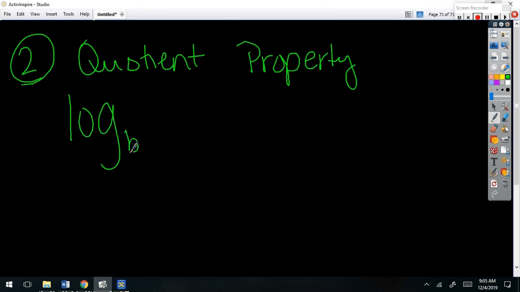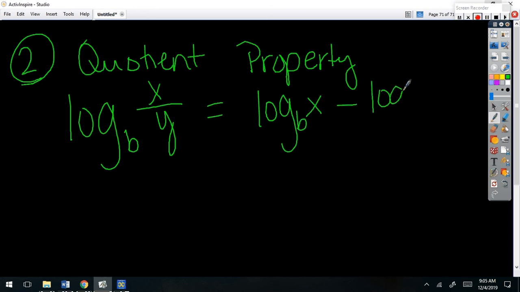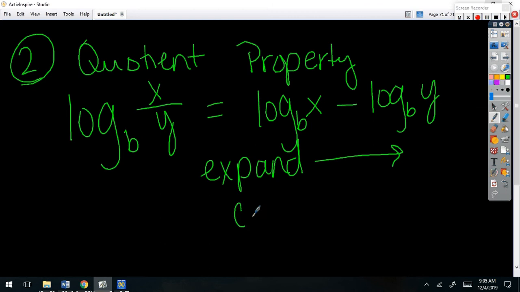Any base again. If I divide. When you have the same base and you're dividing and you're talking about exponents, what do you do with the exponents? You subtract them. That's exactly right. So I'm going to subtract here. Log base b of x minus log base b of y. From left to right is expanding. And from right to left is condensing.